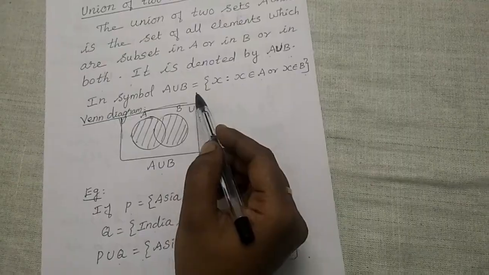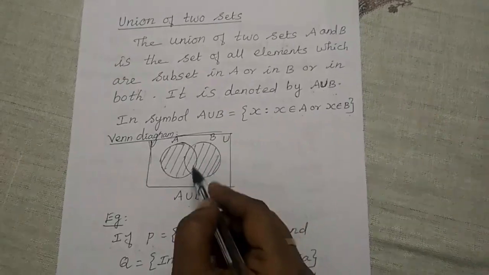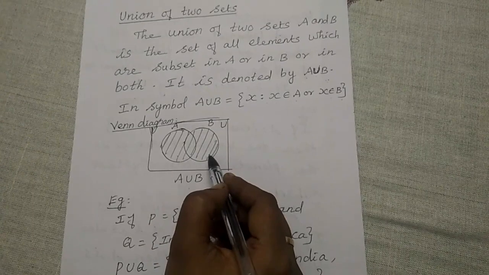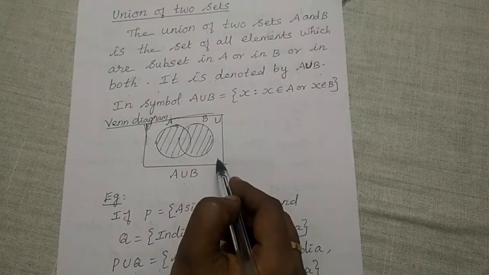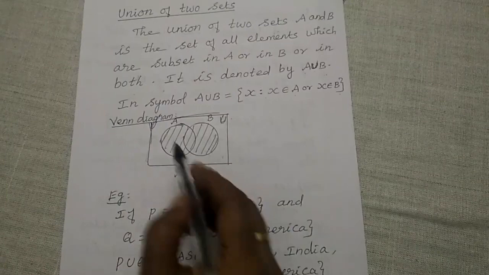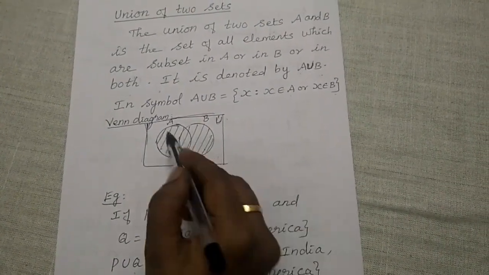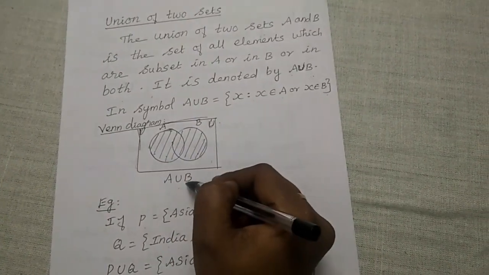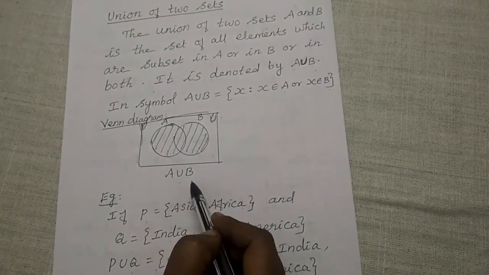Are you clear? The union of two sets can be represented by a Venn diagram. This is set A, this is set B, and this rectangle box is the universal set. Then for A union B, we have to shade the A and B portions together. That shaded portion is called A union B.